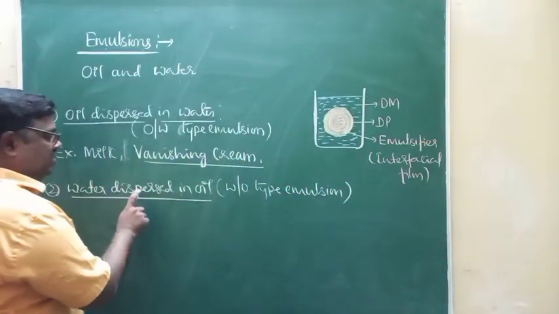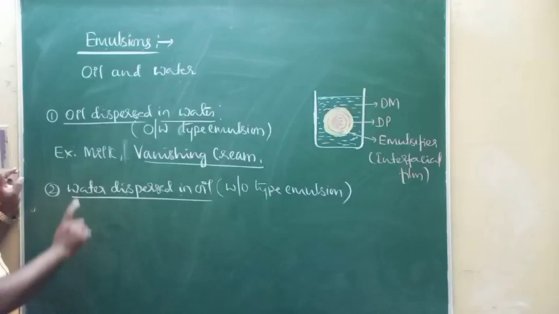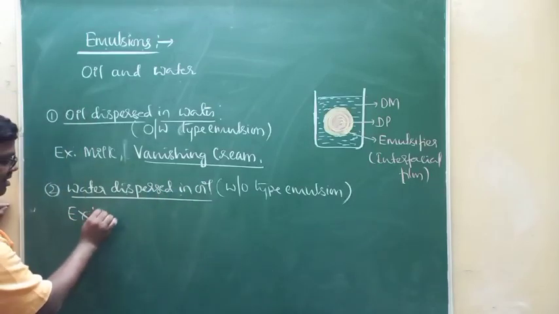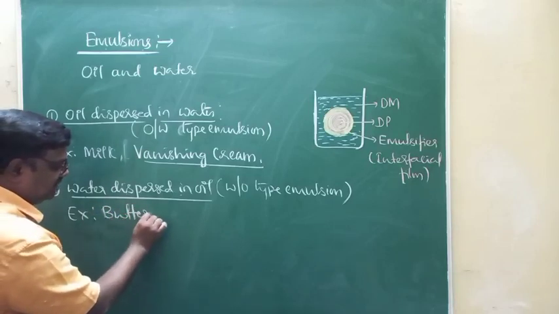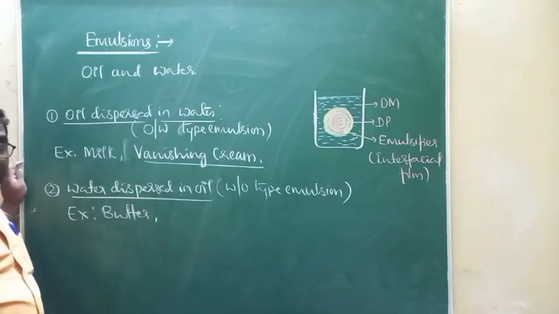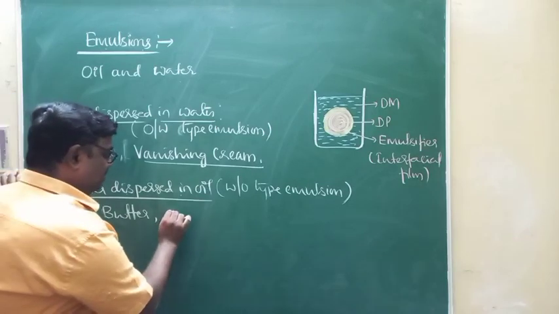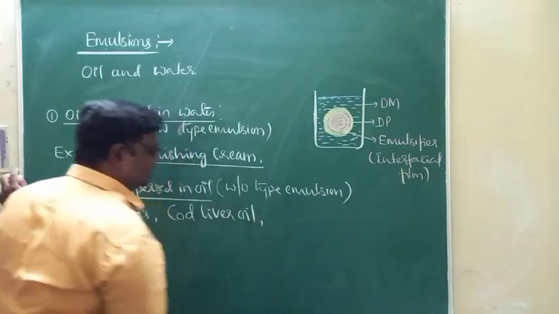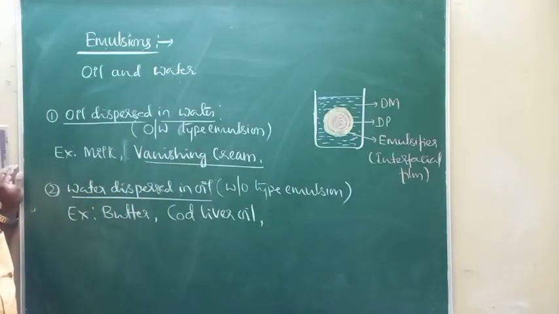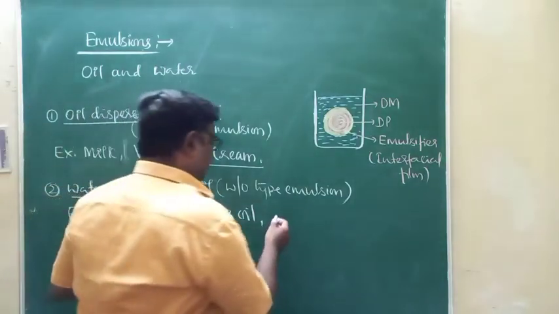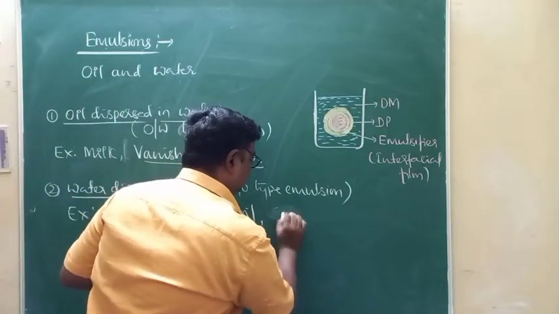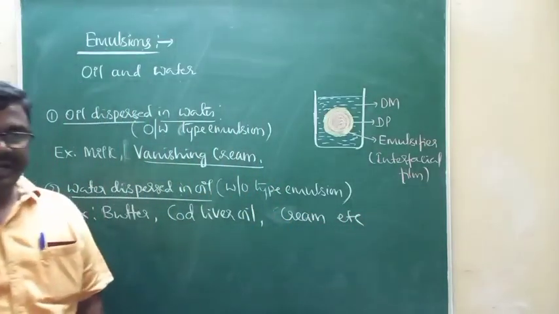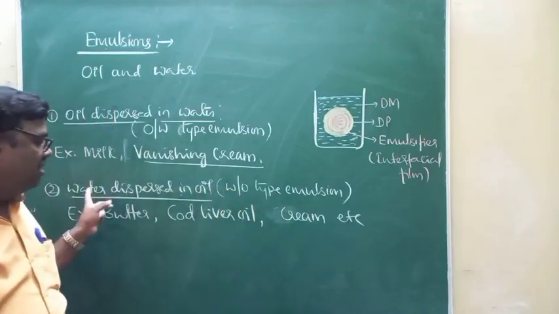As far as water in oil type emulsions are concerned, that is water dispersed in oil, butter is an example of a water in oil type emulsion. Or you can say cod liver oil. Cod liver oil is an example of a water in oil type emulsion. Or you can say cold cream, or simply cream, is an example of water dispersed in oil.